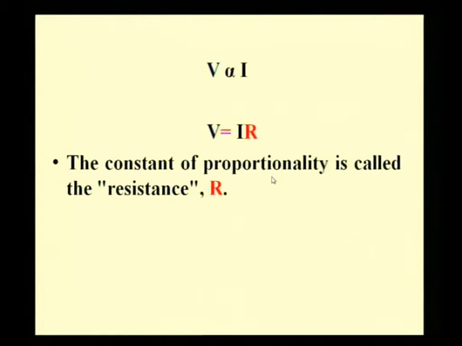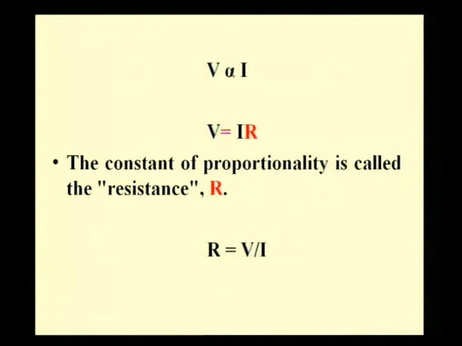Now we have to remove the proportionality sign and put one constant. So we remove this proportionality sign and put there one constant. So the equation becomes V is equal to I into R. R is a constant, known as the resistance. Now the constant of this proportionality is called the resistance, and it is denoted by capital R. So resistance can be found from this equation, R equal to V upon I. Now that is the definition of resistance.